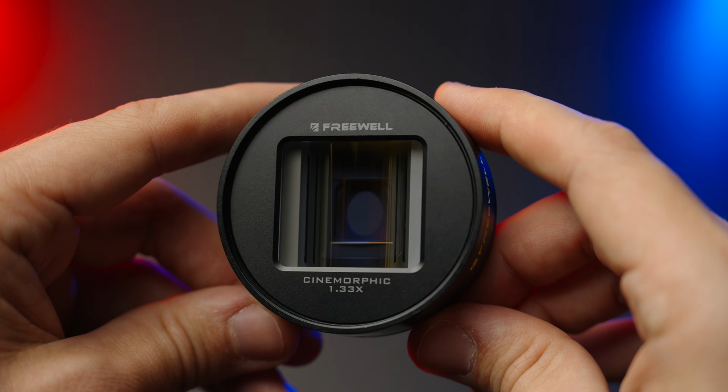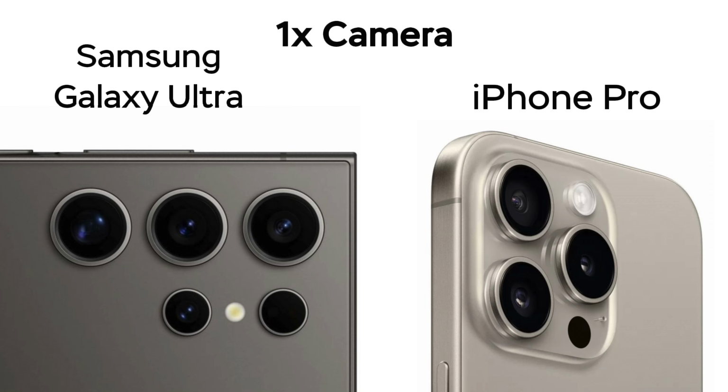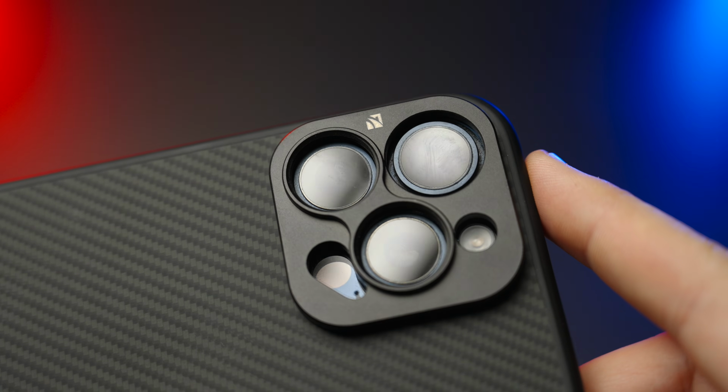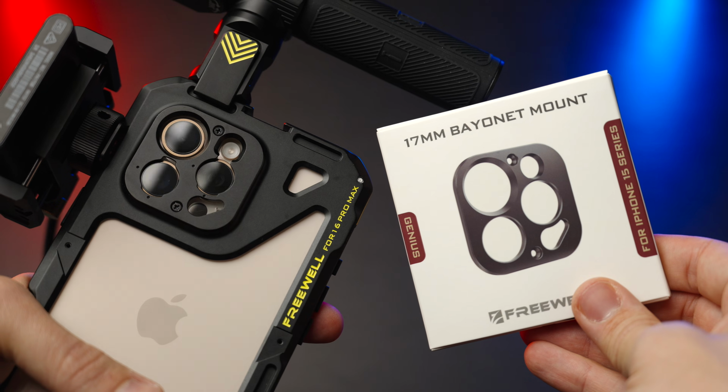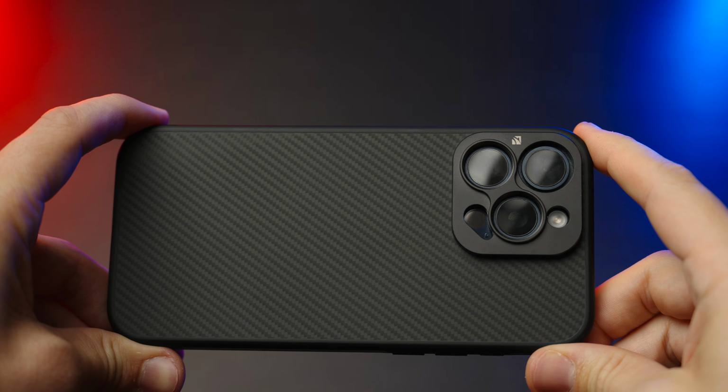And guys, by the way, you can use those lenses with iPhones from the 13 and 13 Pro and up to the 16, 16 Pro, Pro Max, or with the Samsung Galaxy S23 and S24 Ultra. And you have to use the 17mm lens mount, which is very popular. You can use the Freewell Genius Rig cage with the 17mm mount installed, or the Freewell case with the 17mm mount, or any other 17mm mount case or cage.